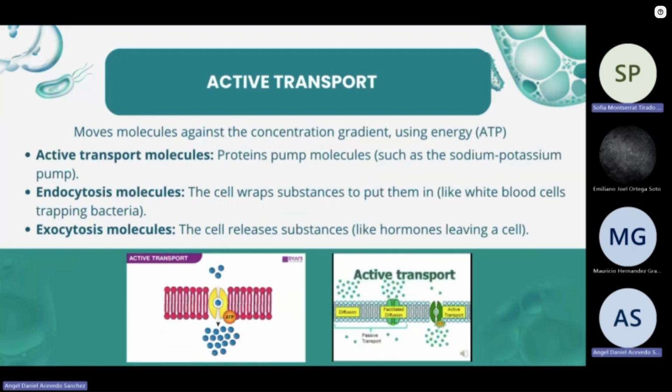Now, we are going to talk about the second type of cell transport that exists, active transport, which moves molecules against the concentration gradient using energy, ATP. This transport has different types, which are: 1. Active transport proteins. In these, proteins pump molecules, such as the sodium-potassium pump. 2. Endocytosis. In this, the cell wraps substances to take them in, like white blood cells trapping bacteria. And lastly, 3. Exocytosis. In this, the cell releases substances, like hormones leaving a cell.